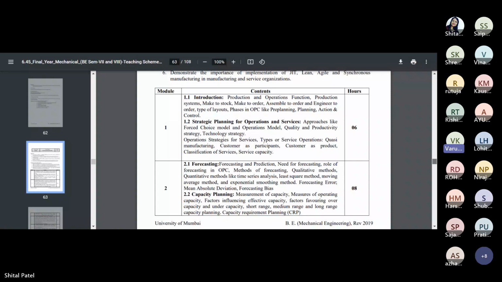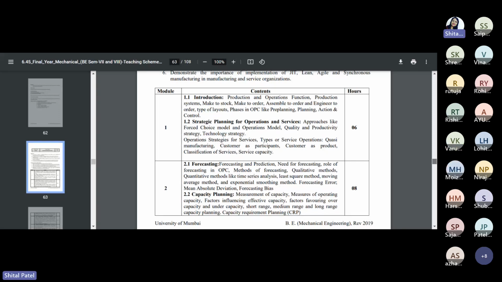Measurement of capacity. Pardon? What was the first question? What are the measurements? Yes, what are the measures and measurement of capacity? The second one is explain or narrate the factors influencing effective capacity. Right?